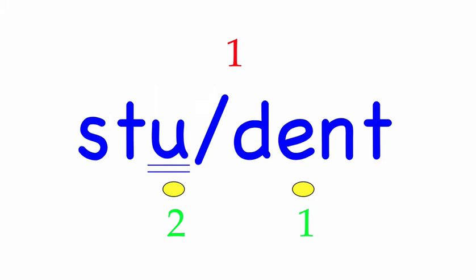We have U at the end of the syllable. Vowel group 2 says it will represent its long sound. And in the second syllable, E is followed by a consonant. E will represent its short sound.